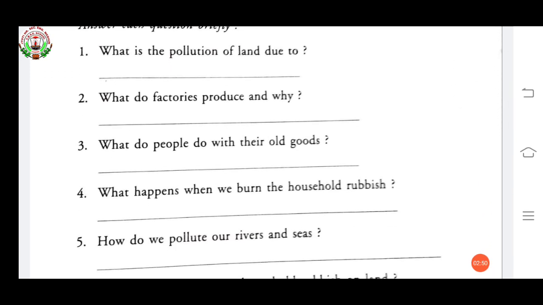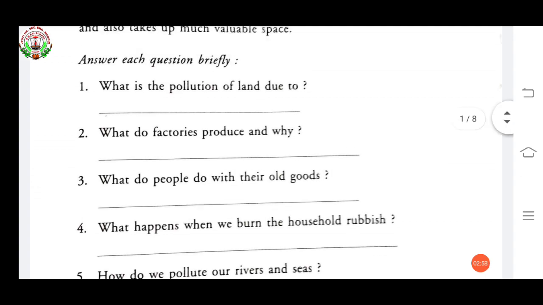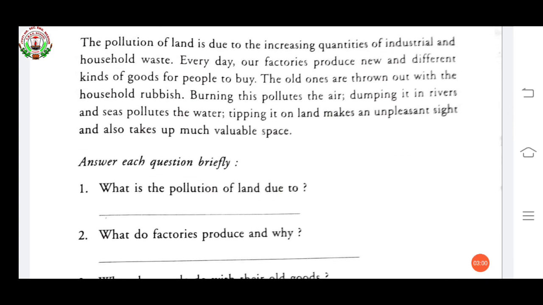Now see the next question. What happens when we burn the household rubbish? So what happens when we burn? See here, burning this pollutes the air. So this is the answer. How do you have to write? When we burn the household rubbish, air gets polluted. Okay. When we burn the household rubbish, air gets polluted.